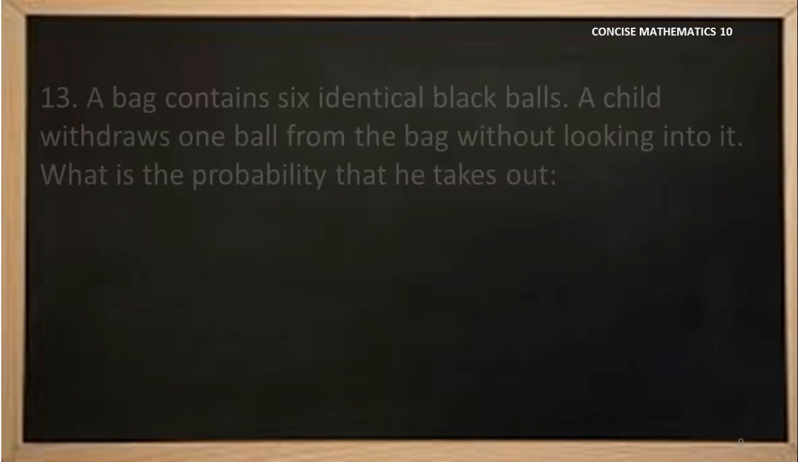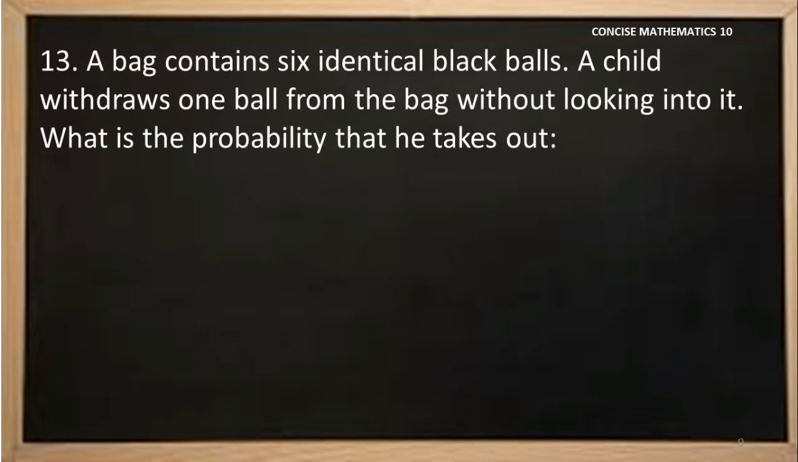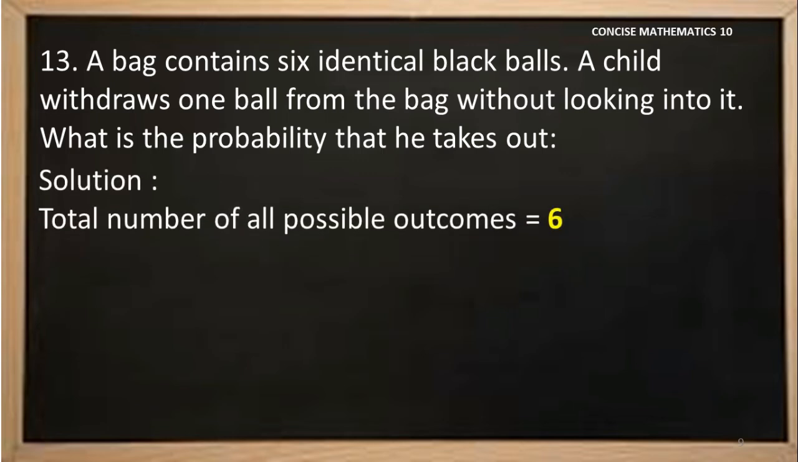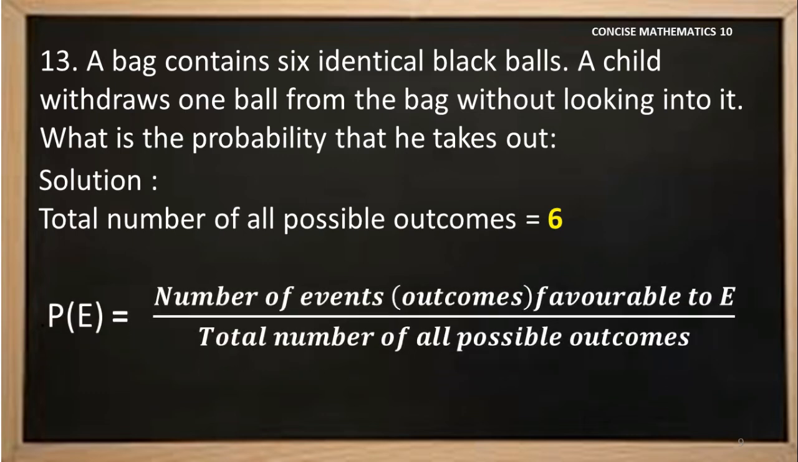Question number 13. A bag contains 6 identical black balls. A child withdraws one ball from the bag without looking into it. What is the probability that he takes out? In this, a bag contains 6 identical black balls. Hence, the total number of all possible outcomes will be equal to 6, and the formula remains the same.